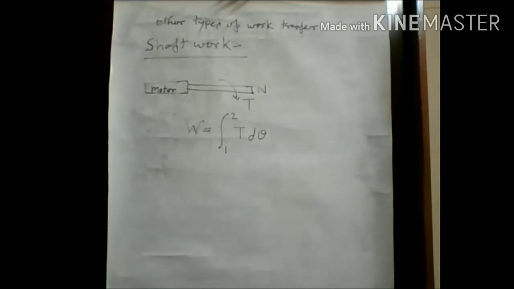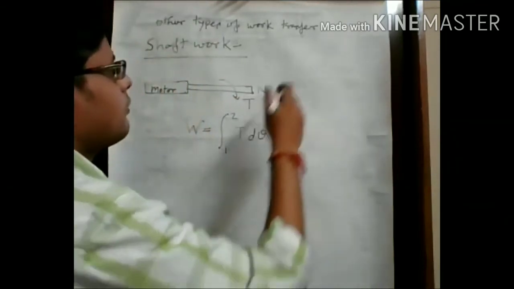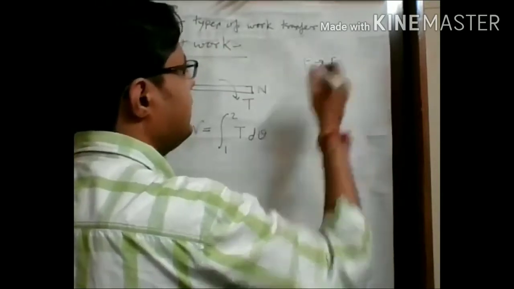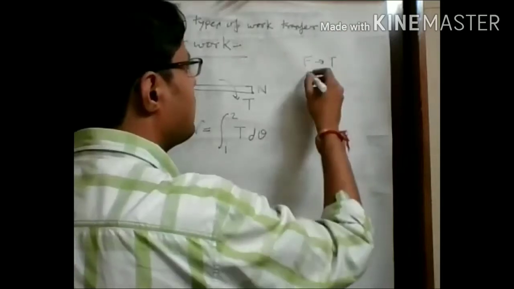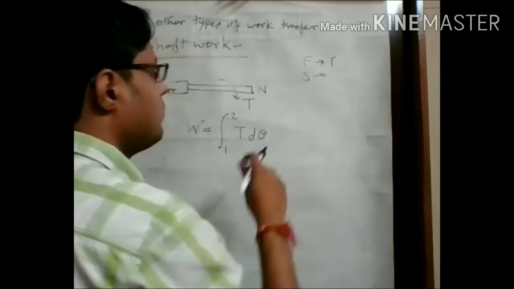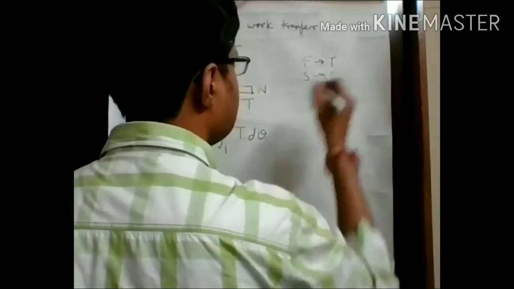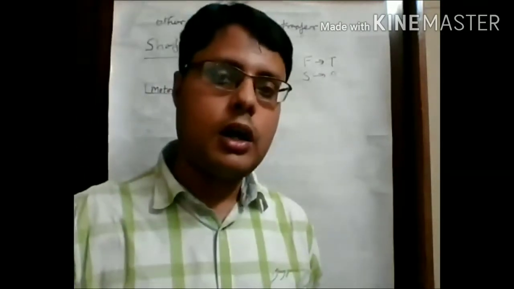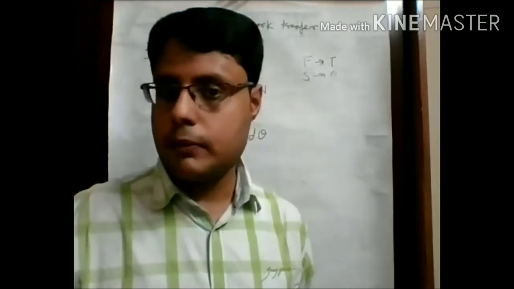Because in the rotation system, we replace F with T, torque. And the displacement term in linear motion, that is S, is replaced with angular motion, that is theta. So in linear motion, we write the expression for work, and that is force multiplied by displacement. So F multiplied by S.